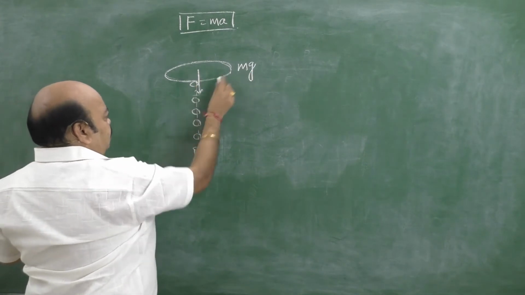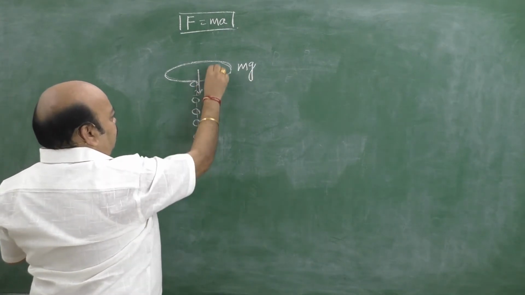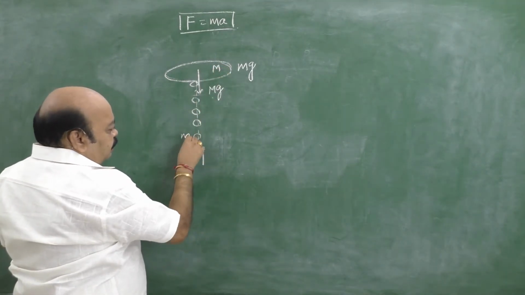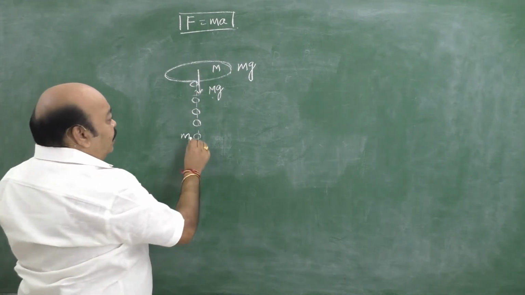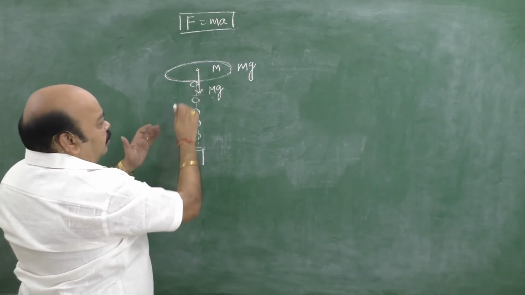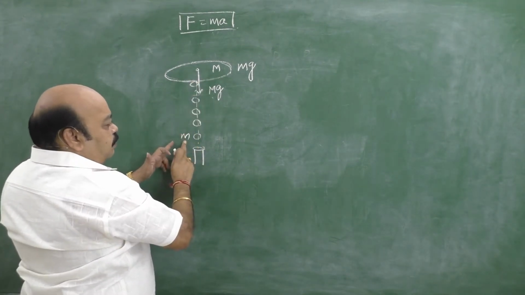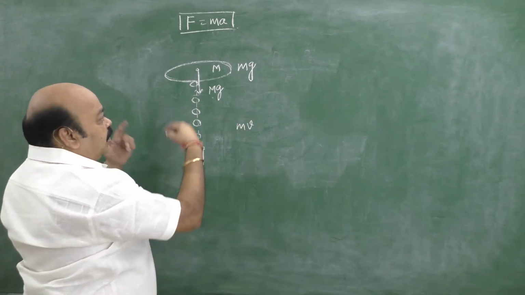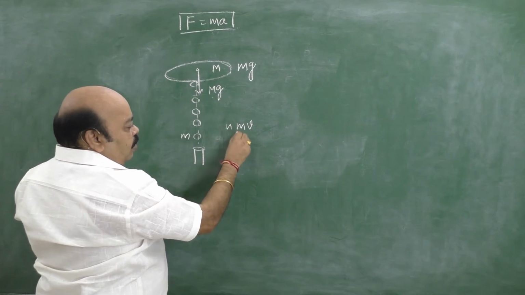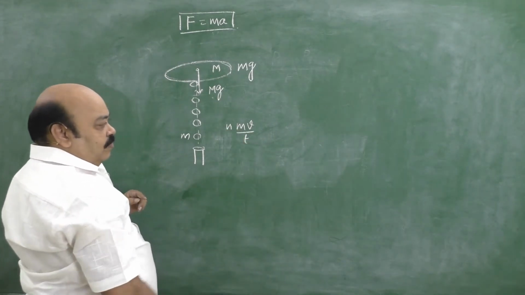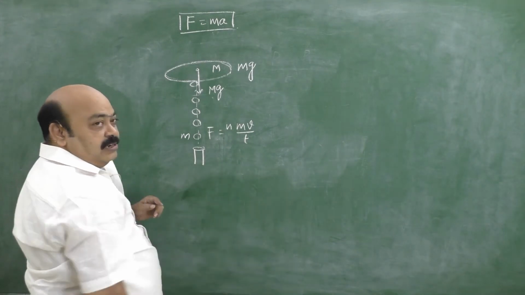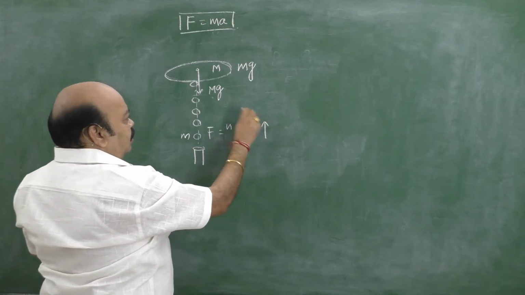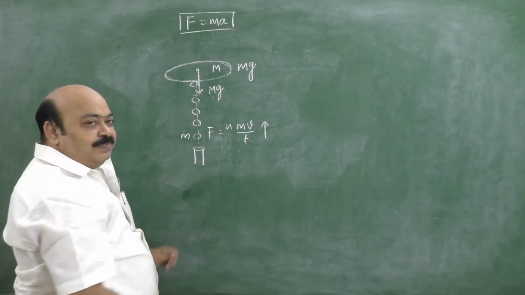The downward force acting is mg, where M is the mass of this disc. What is the mass of each sphere? Let us suppose it is small m. When it hits with a momentum, what is the momentum of each ball? It is nothing but mv. How many such balls were thrown? N. In what time? By t. This is called force, as we discussed just now. This is the force acting vertically upwards on the plate by the spheres.